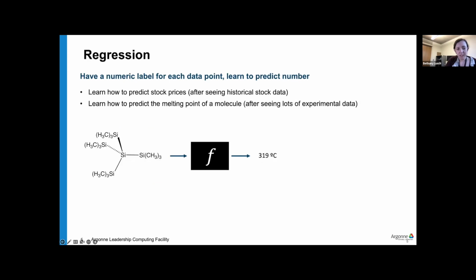Now, in a machine learning context, people sometimes use the word regression in contrast with classification to mean that you're predicting a real number instead of a class. So something like predicting stock prices after you saw historical stock data, or learning to predict the melting point of a molecule after seeing lots of experimental data.